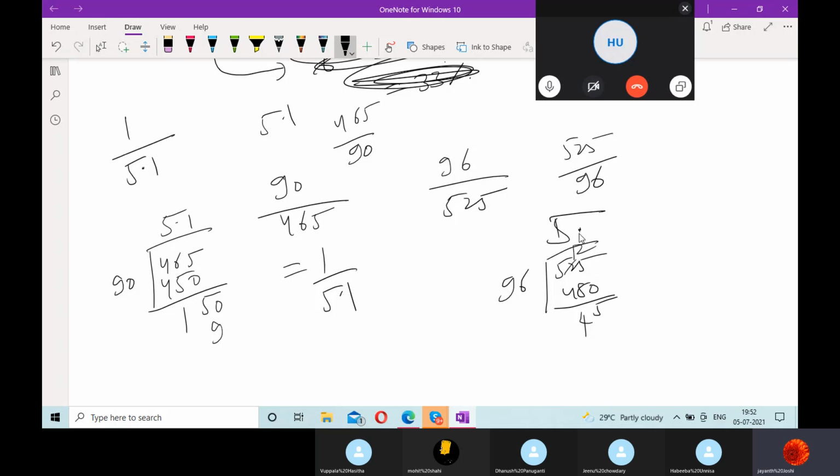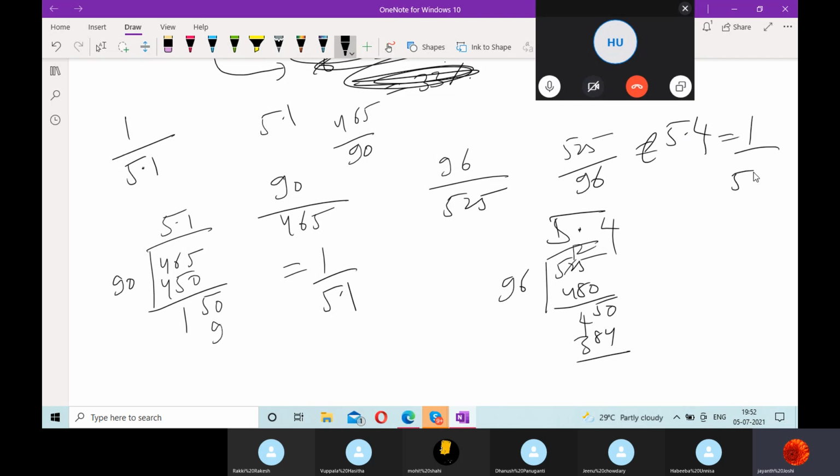So we get 5 point, and when we remove 480 we get 45. 96 fours are 384. So this is 5.4 and I will take it as 1 by 5.4.